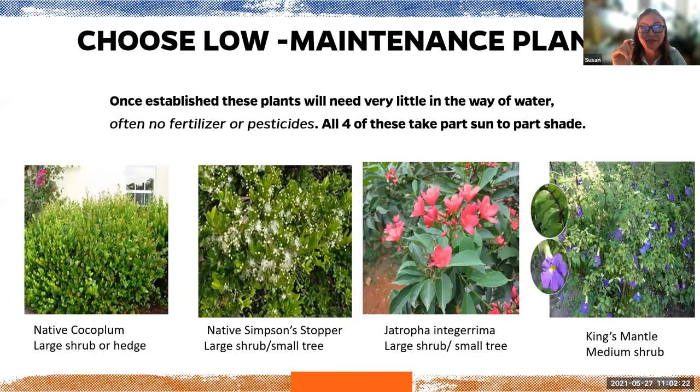Okay. Low maintenance plants, some examples of those. They'll need very little once they're placed. Native cocoa plum becomes a large shrub or hedge. Native Simpson stopper is another great large shrub that can also be trained into a small, slow growing tree. Jatropha integerrima is a non-native plant, but Florida friendly, large shrub, small tree, and King's mantle is a medium shrub. And both of those bloom for most of the year, very low care.